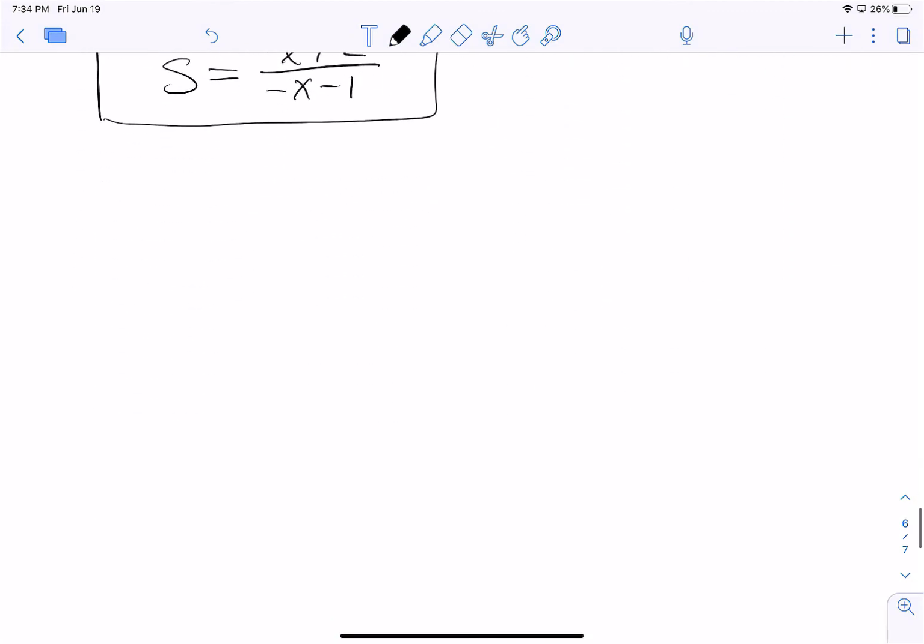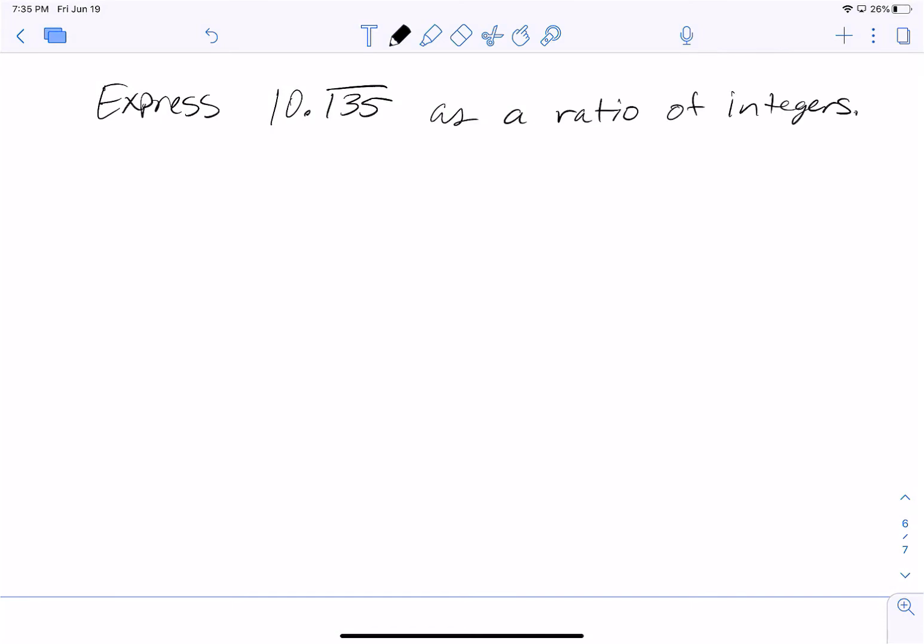The next one's also a little bit different. We're going to express 10.135 repeating, so 10.135, 135, etc., as a ratio of integers. For this, I'd like to be able to express this as a geometric series.